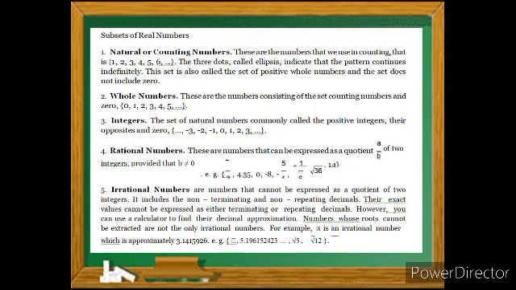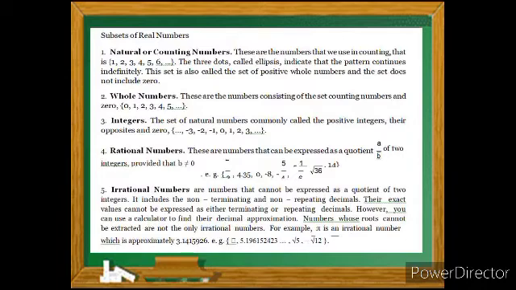The subsets of real numbers: first, natural or counting numbers. These are the numbers that we use in counting. That is 1, 2, 3, 4, 5, 6, and so on. The three dots, called ellipses, indicate that the pattern continues indefinitely. This set is also called the set of positive whole numbers, and the set does not include 0.